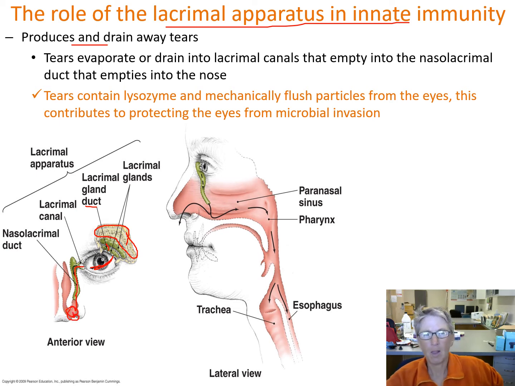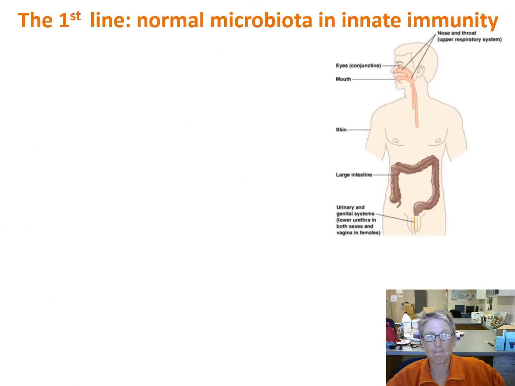And the whole thing is called the lacrimal apparatus. And then this is just a lateral view of the lacrimal apparatus. So you can see the tears will come into the nasal cavity, and you can blow them out, or you can take them down here and swallow them, whichever you like. So the tears made in the lacrimal glands contain lysozyme. The tears mechanically flush particles from the eye, and that contributes to protecting the eyes from microbial invasion.